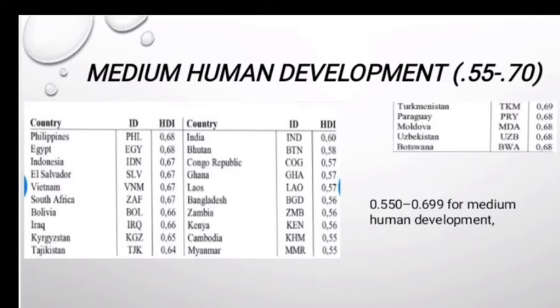The sixth is Laos, which has an HDI of 0.57. The seventh is Ghana, which has an HDI of 0.57. The eighth is Congo Republic, which has an HDI of 0.57. The ninth is Bhutan, which has an HDI of 0.58. The last one is India, which has an HDI of 0.60.